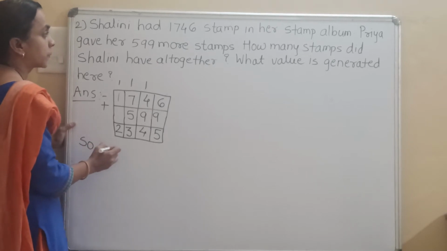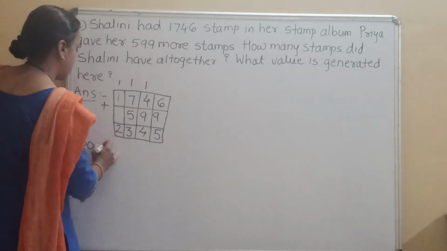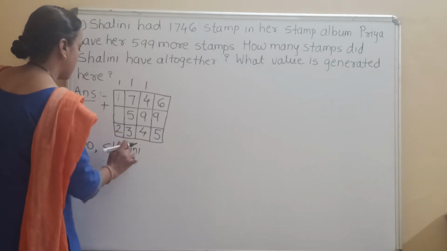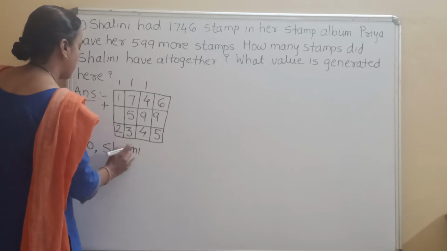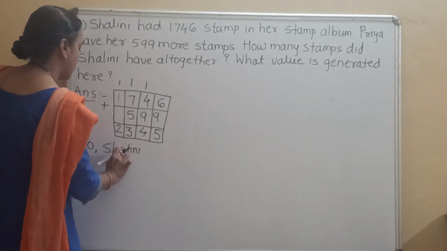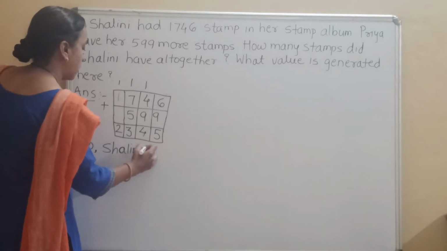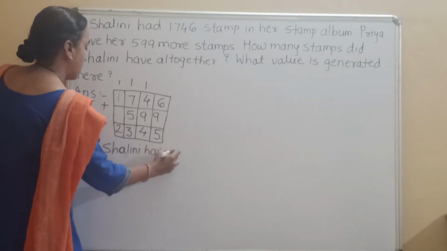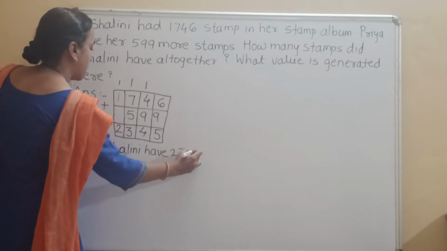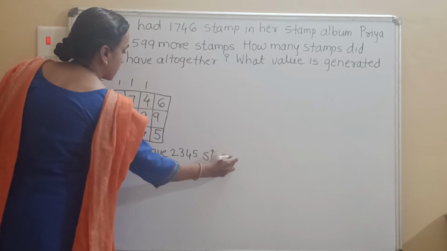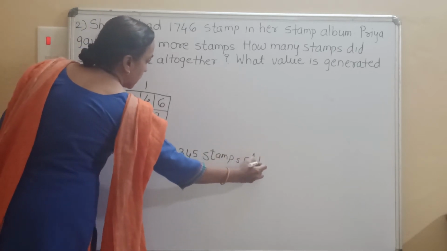So write down the last statement. So, Shalini has 2345 stamps all together.